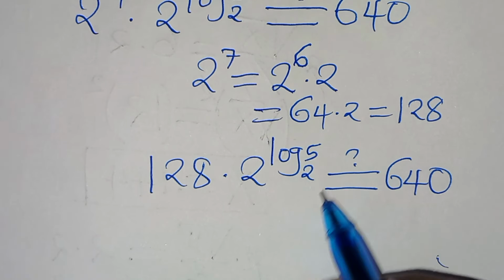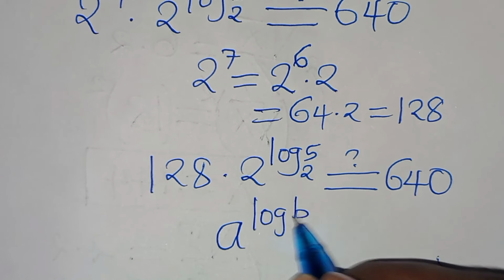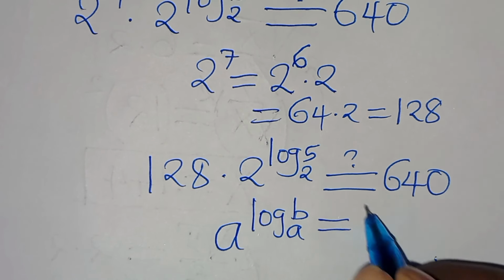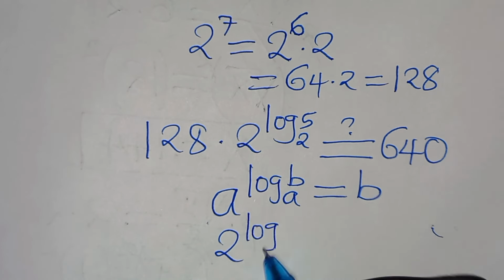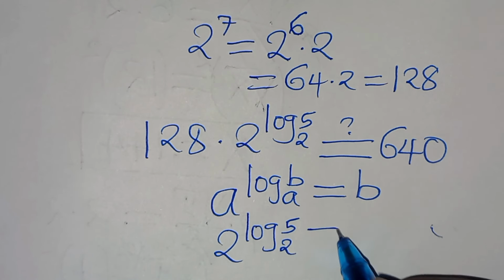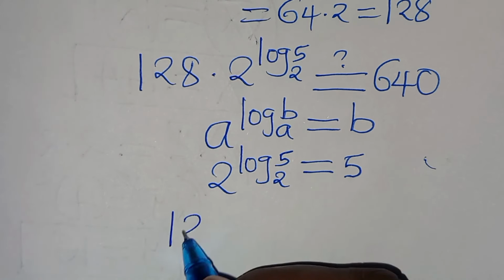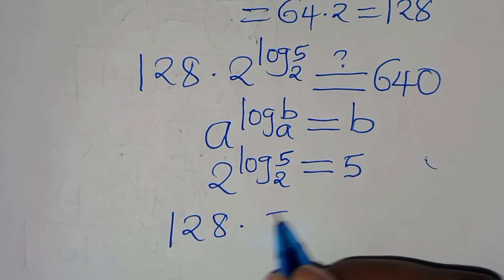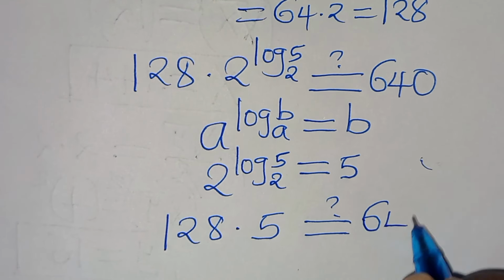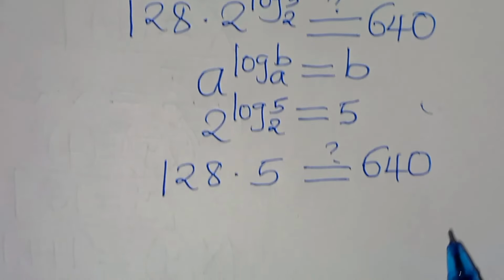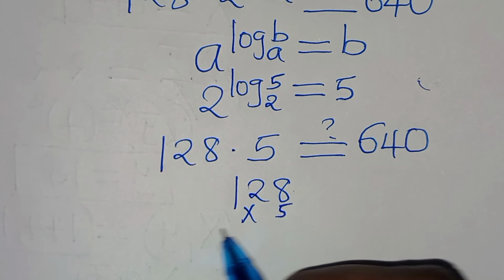2 to the power of log 5 to base 2 is in the form of a to the power of log b to base a, and this should give us a value of b. So this means that 2 to the power of log 5 to base 2 should give us a value of 5. So we have 128 multiplied by 5. This is supposed to give us a value of 640.